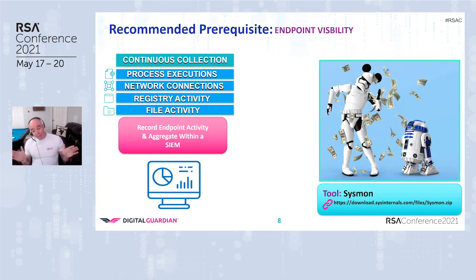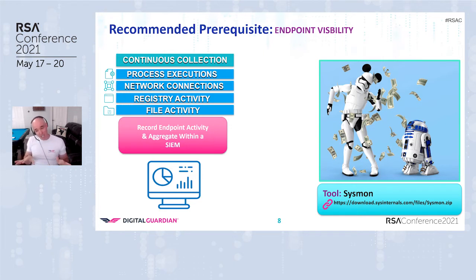All right. Recommended prerequisites for threat hunting. I know this is just my opinion. Some of you network packet guys might disagree, but I do believe endpoint visibility is absolutely critical. Continuously collecting program execution, network connections, registry activity, file activity. As you're collecting all this data, it becomes a data mining capability. It allows you to then drill down and pivot off of all this information that's being collected across your enterprise.